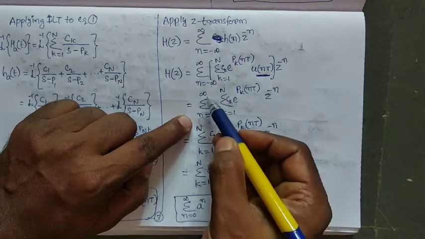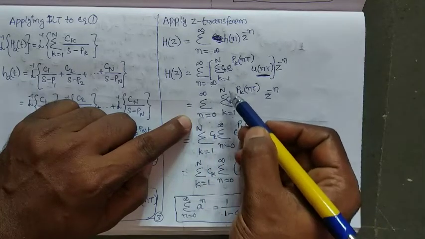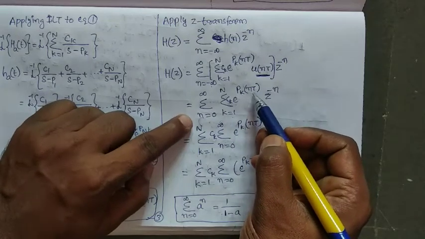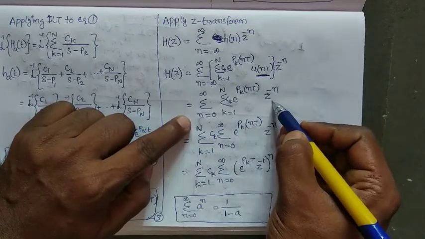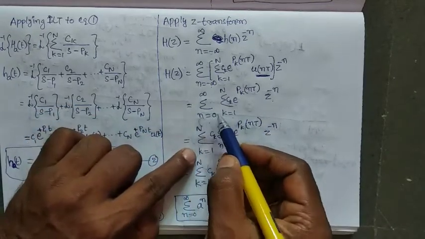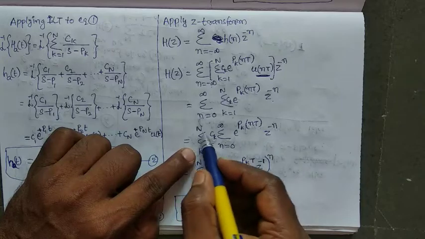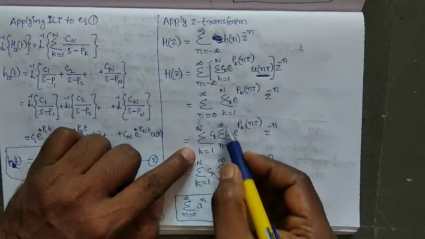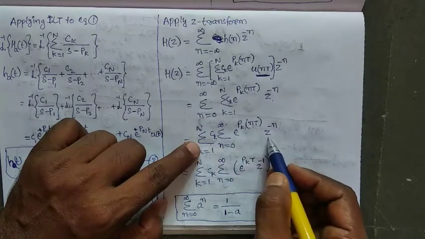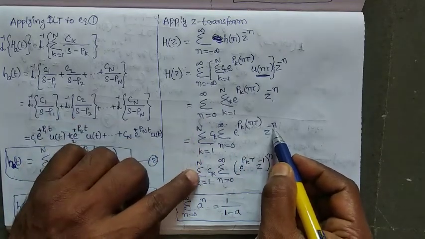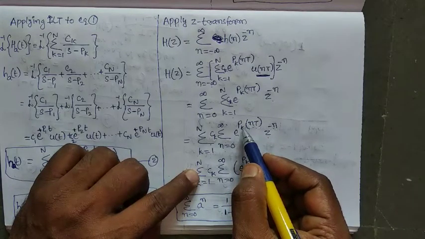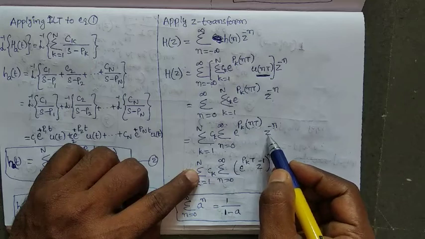Here summation n equal to 0 to infinity, summation k equal to 1 to N ck e power pk nT into z power minus n. We are interchanging the order of the summation. Okay, summation k equal to 1 to N ck, summation n equal to 0 to infinity, e power pk nT z power minus n. I am writing this one like this: e power pk T whole power n into z power minus n.